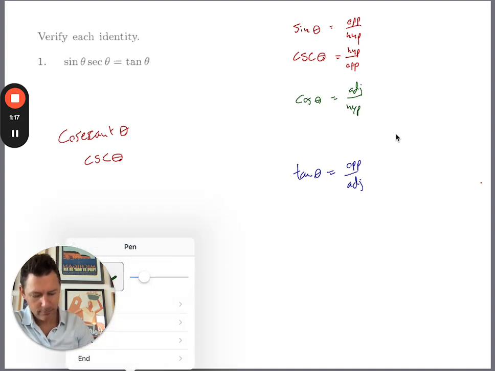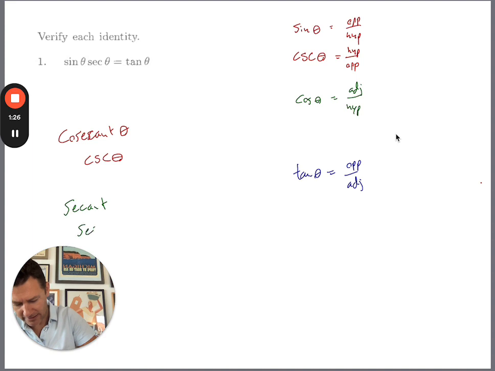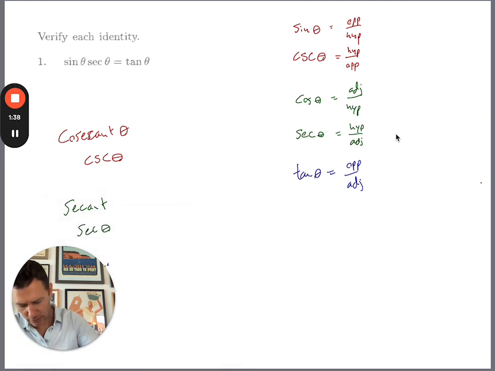Similarly, cosine has a reciprocal trig function called secant, SEC theta. So secant of theta is the hypotenuse over the adjacent. Oh, and tangent's the easy one. It's called cotangent, or cot. So cotangent theta is just adjacent over opposite.